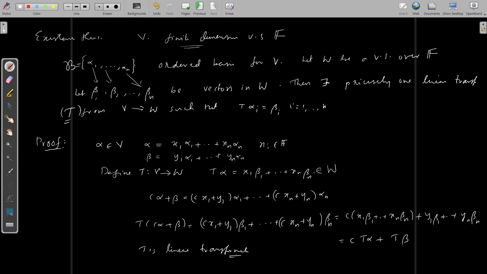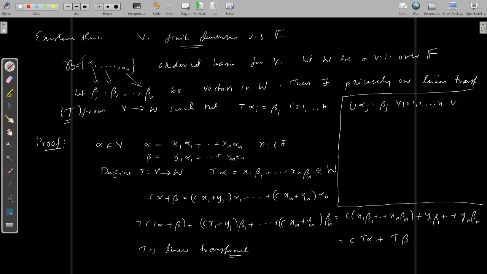Okay, now we have to prove this T is unique. That means we assume another linear transformation with the same property, say U of alpha j equal to beta j for all j equal to 1 to n, and this U is from the same V to W. Then we can prove that this U is the same as T.